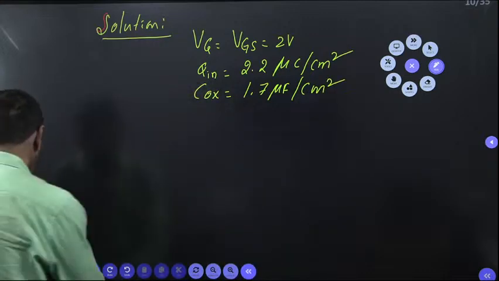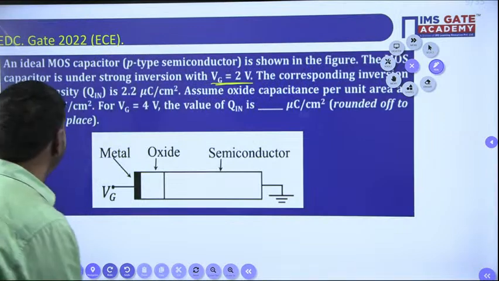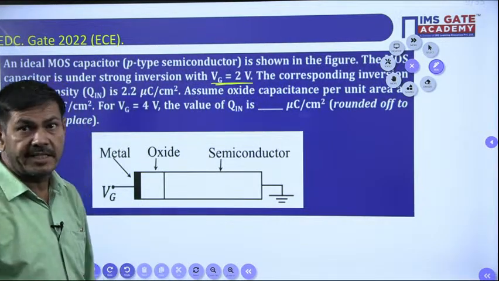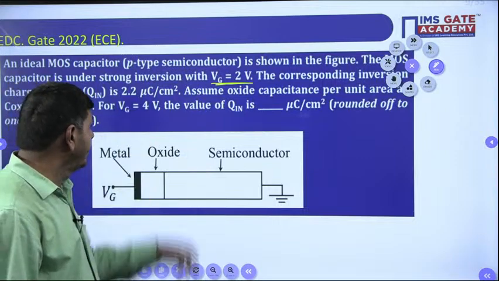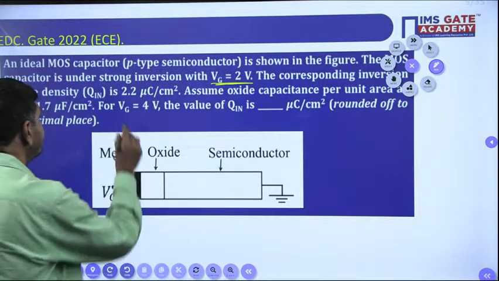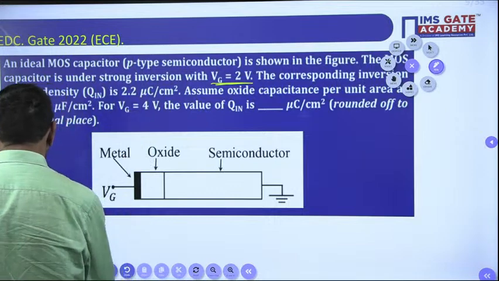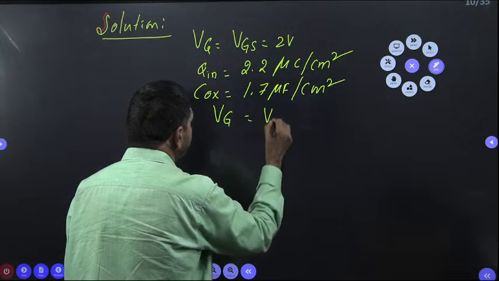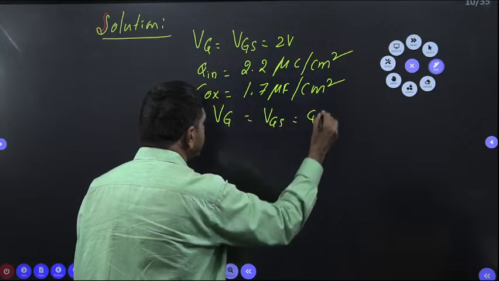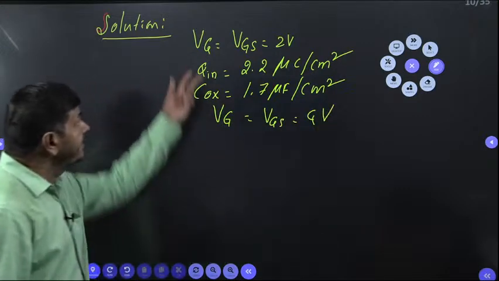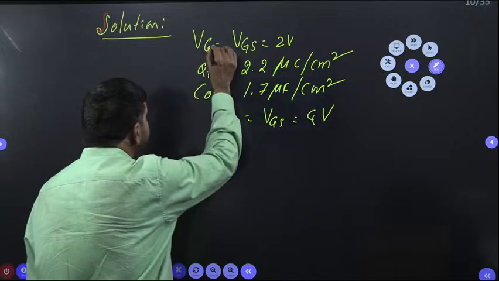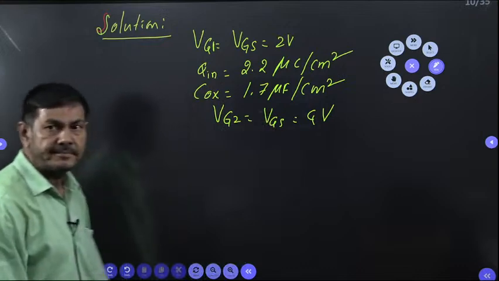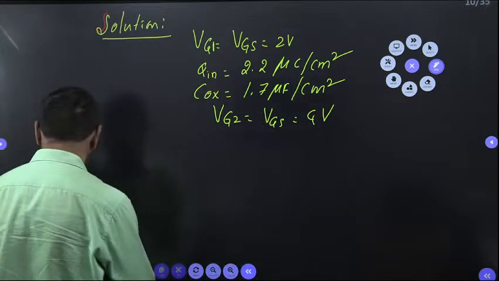And also here a few more parameters are given now. For Vg equal to 4 volts, Vg can also be taken as Vgs, I said. Vgs is nothing but 4 volts. Vg equal to Vgs equal to 4 volts is given. Watch here: the first Vg we can take as Vg1, and this we can take as Vg2 only now. Gate potential is given as 4 volts.